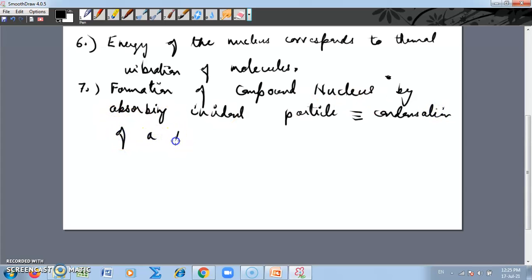So these are the similarities between a liquid drop and the nucleus. I'll stop here for today, and we'll meet very soon.